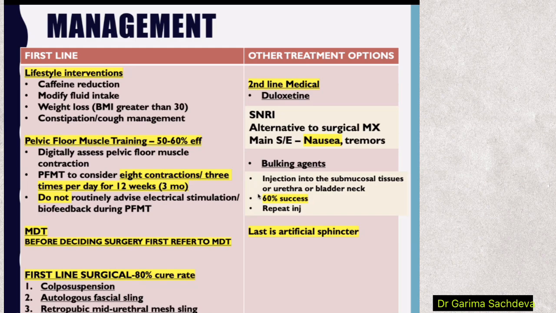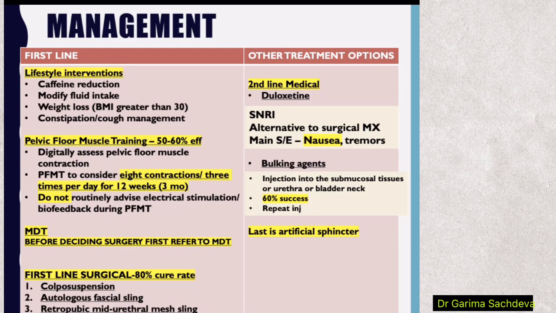The second line options will be medical. There is a medical option, which is duloxetine. It is an SNRI. Its side effects are nausea and tremors, and it is less effective, only 50 to 60% effective. If the patient is not willing for surgery, the second option is medical management. You can either give duloxetine or you can give bulking agents.